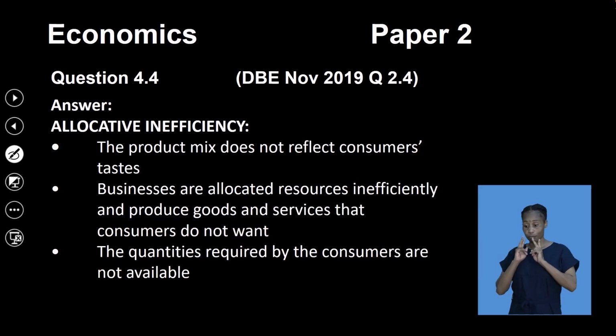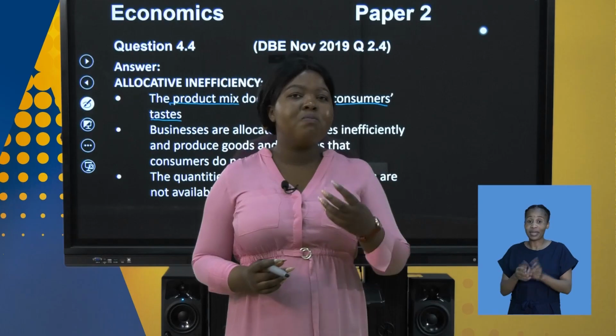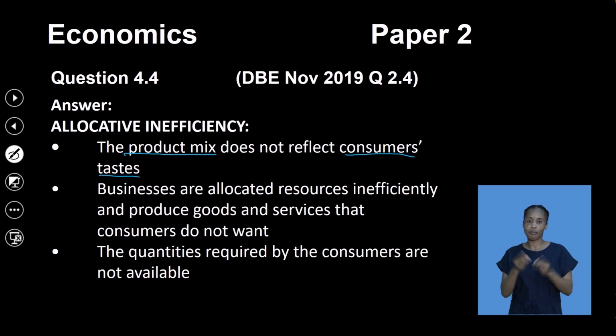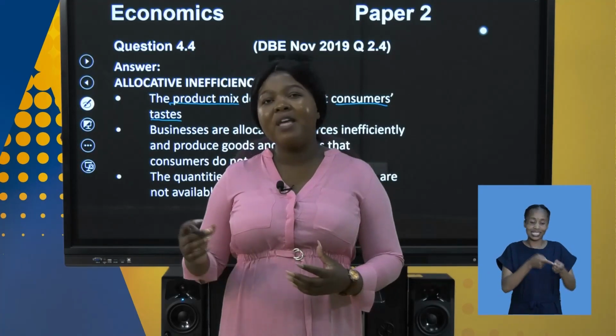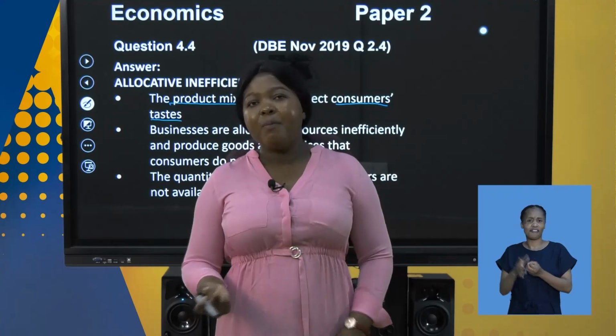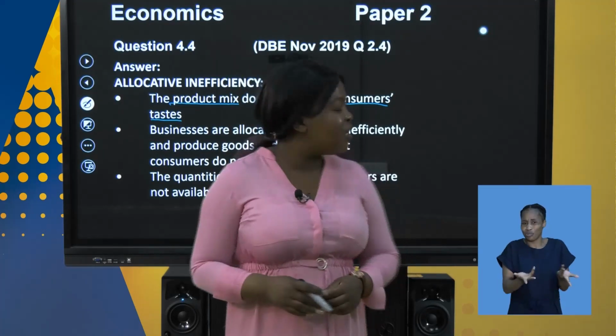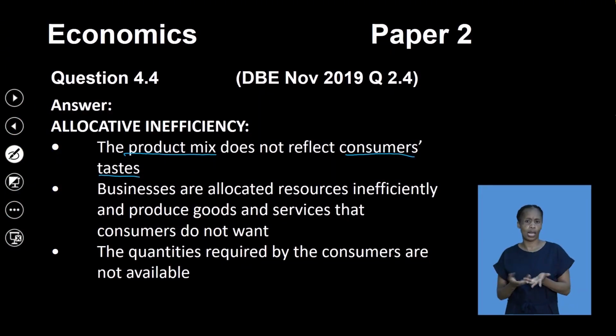Now let's go look at allocative inefficiency. When we speak of allocative inefficiency, it is when the product mix does not reflect consumers' tastes or what consumers desire, or the product mix does not meet the demand of consumers. For example, let's say the people in a particular economy are desiring more of product A, but we are supplying them with more of product B. The people are demanding, let's say, schools, and maybe we provide them with stadiums. That is allocative inefficiency.